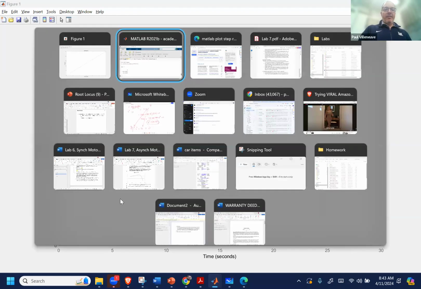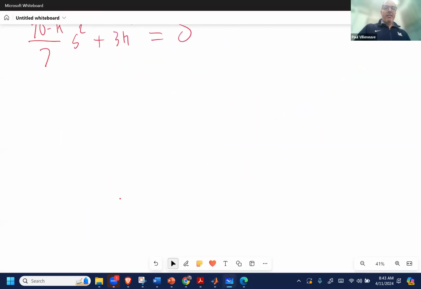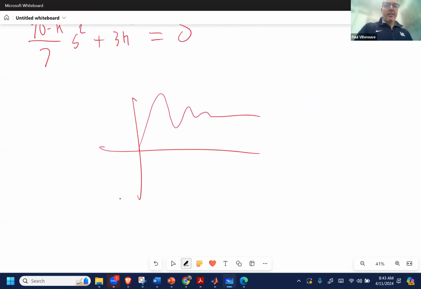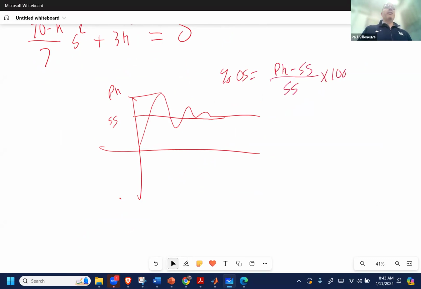Let me show you. If I have any system, here is my steady state result, and here is my peak. To get my percent overshoot, it's going to be the peak minus the steady state, divided by the steady state, times 100. So you can actually read that off the plot.